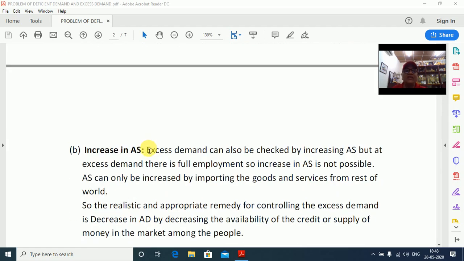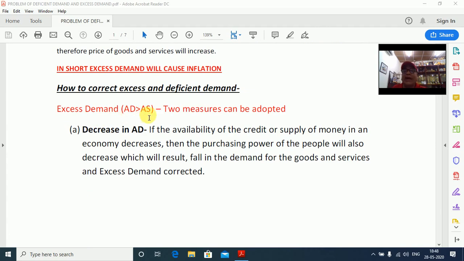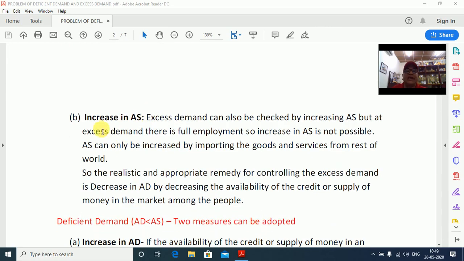The other way is, aggregate demand is more than aggregate supply. How can we bring equality between the two? Either decrease the aggregate demand or increase the aggregate supply. The second solution is an increase in aggregate supply. Excess demand can also be checked by increasing aggregate supply, right? But you cannot increase aggregate supply within the country. Why? Because there is already full employment. So inside the country, you cannot increase the flow of goods and services because all resources are fully utilized.